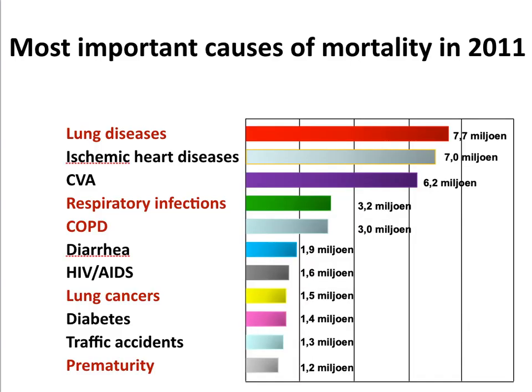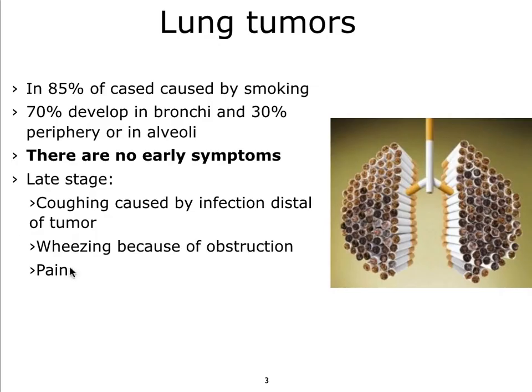I've shown this picture before in one of the other classes to show you that lung diseases are an important cause of mortality worldwide. And on this graph you can see that lung cancers cause a lot of deaths worldwide. 80% of those are caused by smoking, and of course air pollution is increasing in prevalence. It can also cause lung tumors.